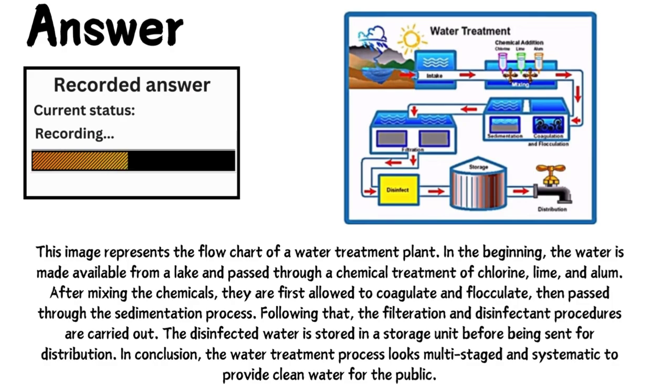Following that, the filtration and disinfectant procedures are carried out. The disinfected water is stored in a storage unit before being sent for distribution. In conclusion, the water treatment process looks multi-staged and systematic to provide clean water for the public.